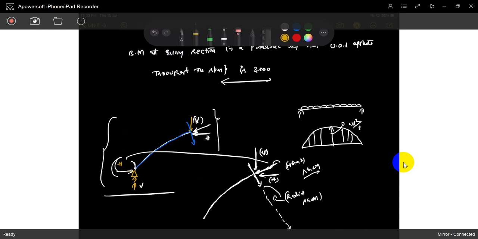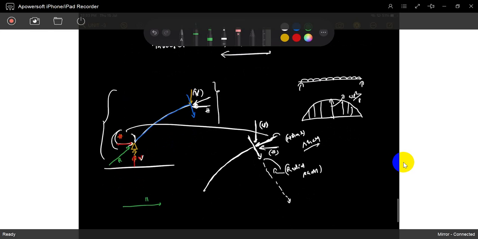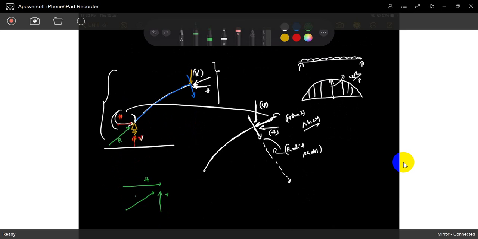And also one thing: this is a vertical reaction, this is a horizontal reaction. If someone asks what the reaction at support A is, without mentioning vertical or horizontal, what would you call it? It is the combined reaction. This is the vertical force, this is the horizontal force, and the combined reaction is this value. Understood? So if someone asks what the reaction at that location is, R is the square root of V square plus H square. That is the reaction.